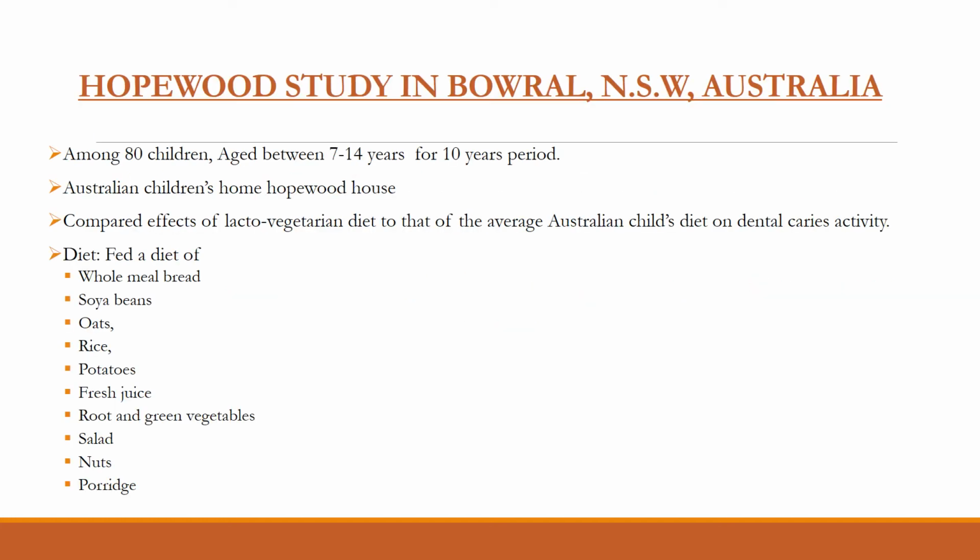Coming to the second one, that is the Hopwood study, which was conducted in New South Wales, Australia, among 80 children aged between 7 to 14 years for a 10 year period. At the Australian Children's Home, Hopwood House, it compared the effects of a lacto-vegetarian diet to that of the average Australian child's diet on dental caries activity. The children were fed a diet of whole meal bread, soya beans, oats, rice, potatoes, fresh juice, root and green vegetables, salad, nuts, and porridge.